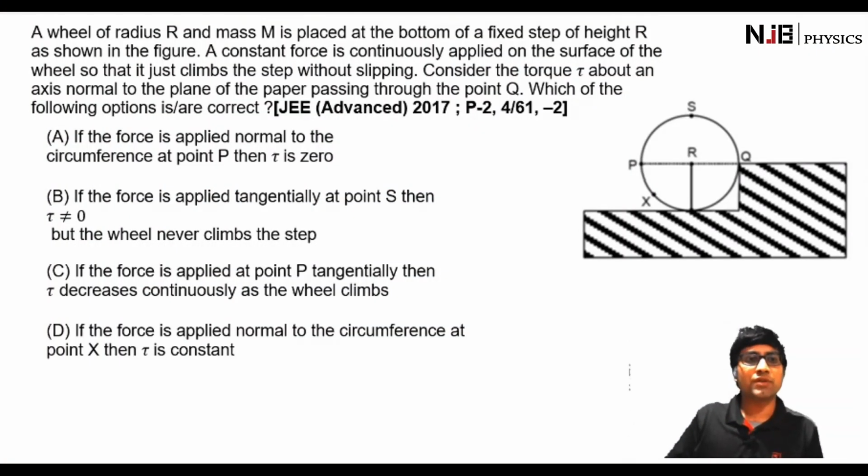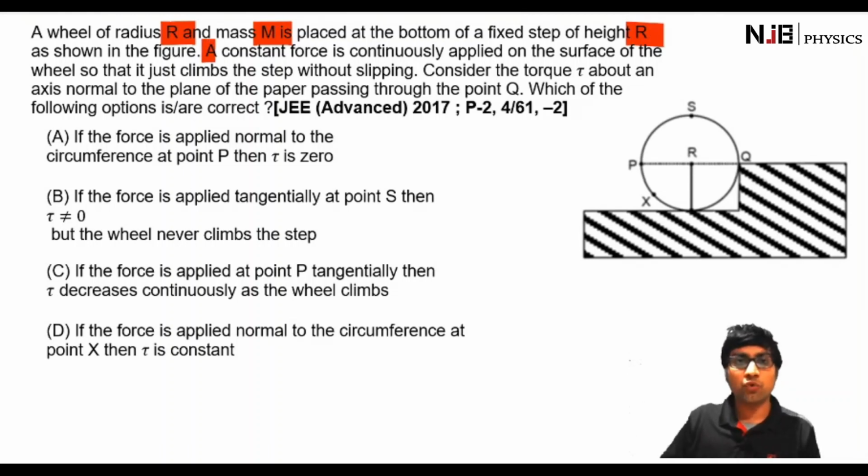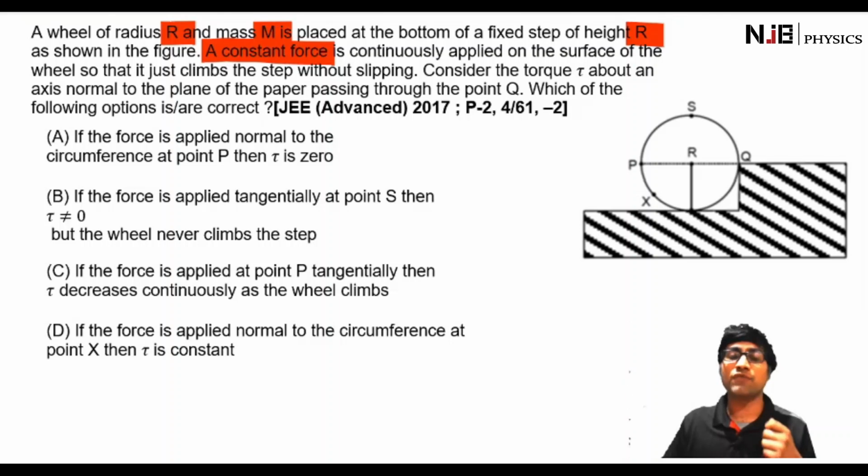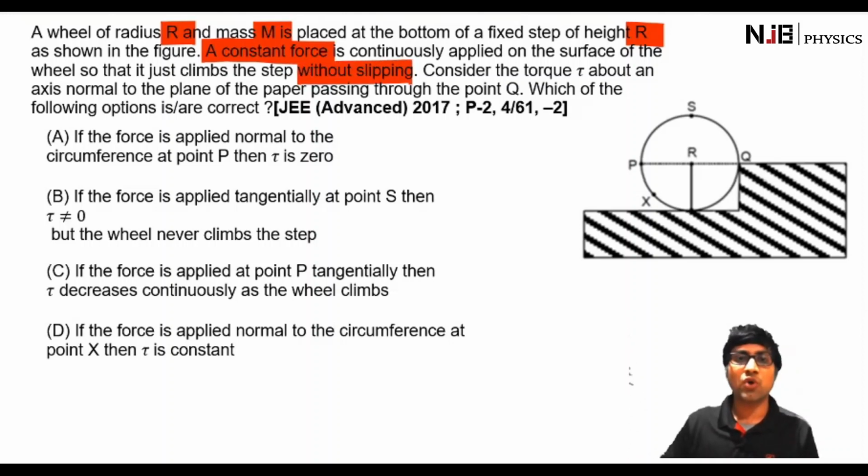Well, in this question, a wheel of radius r and mass m is placed at the bottom of a fixed step of height r, as you can see in the figure. And a constant force, remember that if you look at the options, then you will find that they are talking about the magnitude of the force is constant. Okay, so a constant force is continuously applied on the surface of the wheel so that it just climbs a step without slipping. So how is it possible?